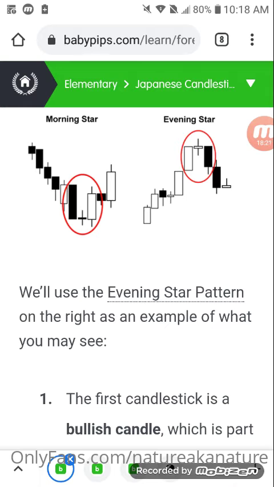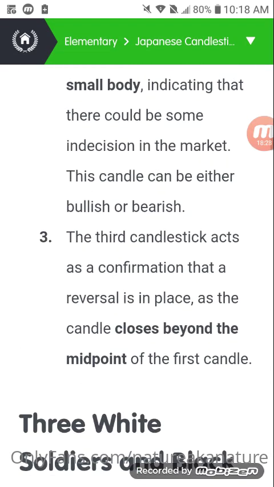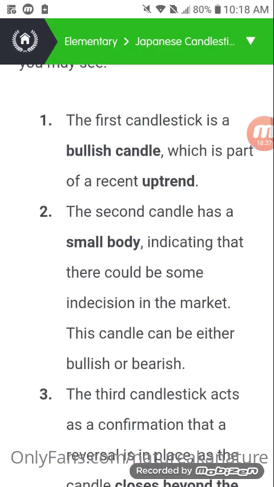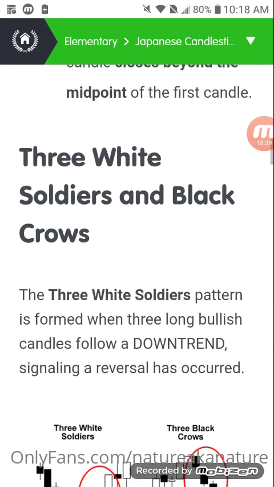It won't close all the way below, it'll close at the midpoint of the first candle. For both the morning star and the evening star, you see how they both close at the midpoint. So that's how you recognize this. This is a quick review, which is why it's quick.